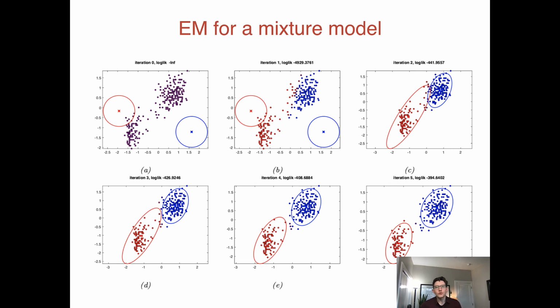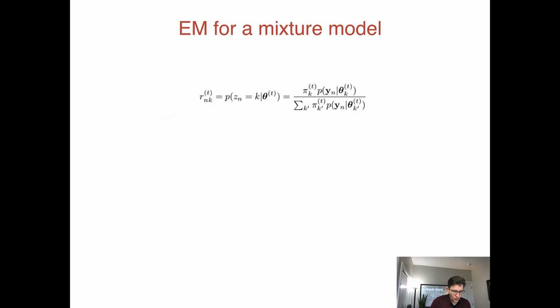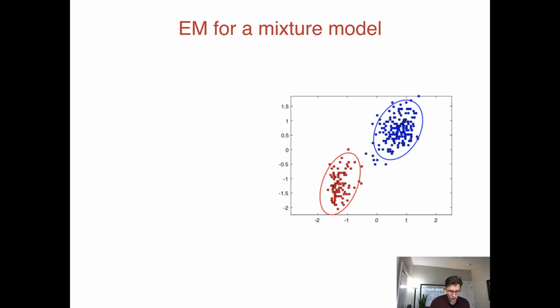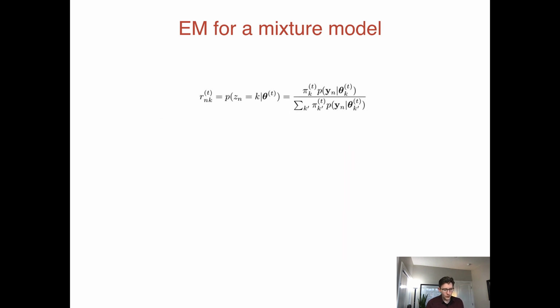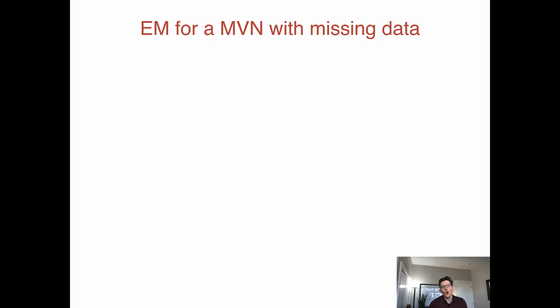Okay, so that was our example, EM for a mixture model. Again, all we did was define our E step and M step respectively using this specific probabilistic model that we defined in the mixture model case. Okay, let's do another example.